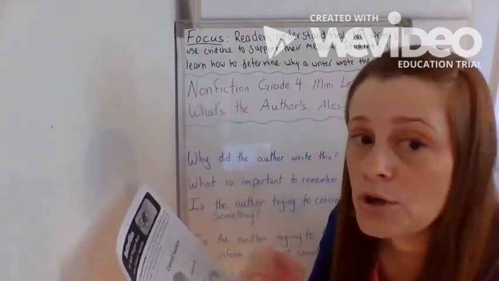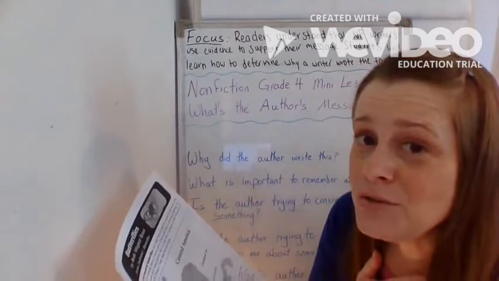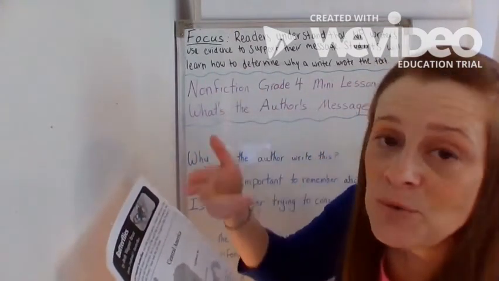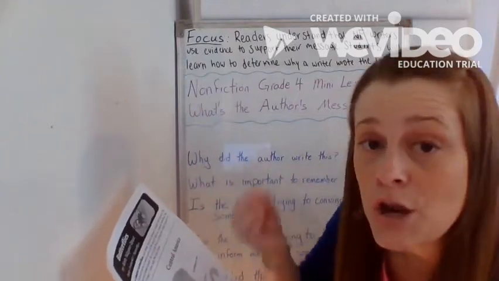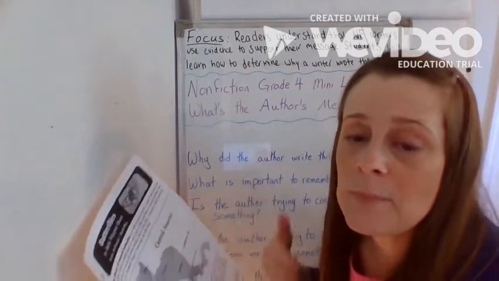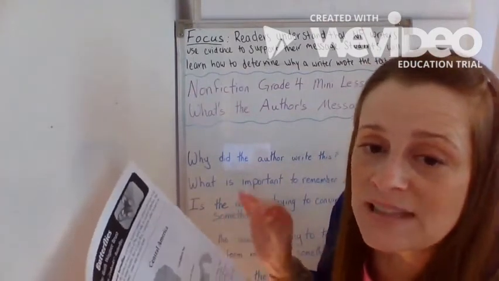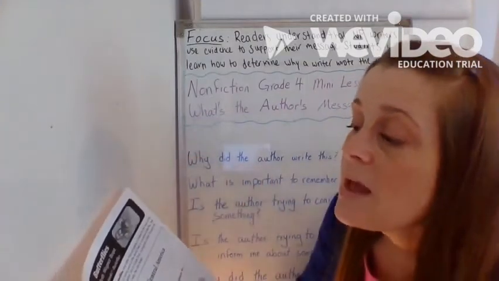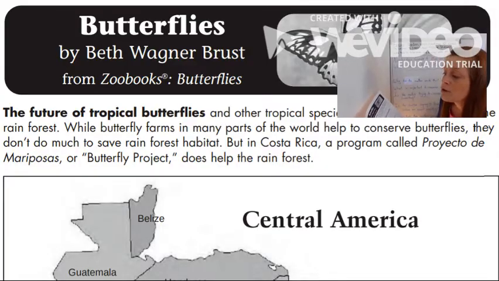So if you come across a word you don't know, but I read it to you, your eyes are on that word while you're hearing it. And so the next time you come across that word, you're more likely to know it, remember it, pronounce it correctly, be familiar with it. So make sure that you're not stealing any learning from yourself and that you're putting your eyes on the words as I'm reading them. Butterflies by Beth Wagner Brust from Zoo Books Butterflies.